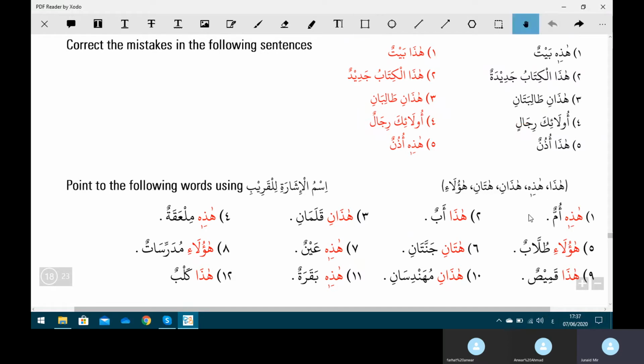Number 5, hada udhunun. The mistake here is udhunun means ear. Ear is a body part and it comes in pairs, and any body part that comes in pairs is feminine. So udhunun is a feminine word, and hada is a masculine pronoun. So there's a clash in the gender here. So the correct answer is hadihi udhunun. We're changing hada to hadihi.